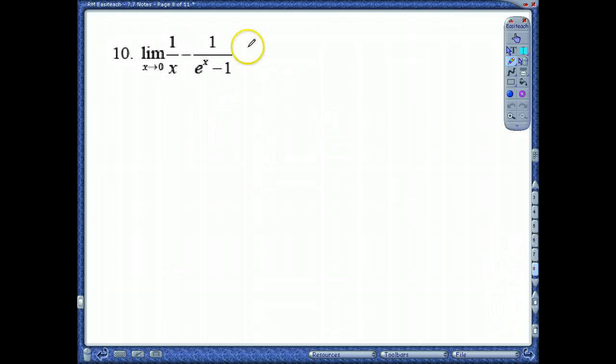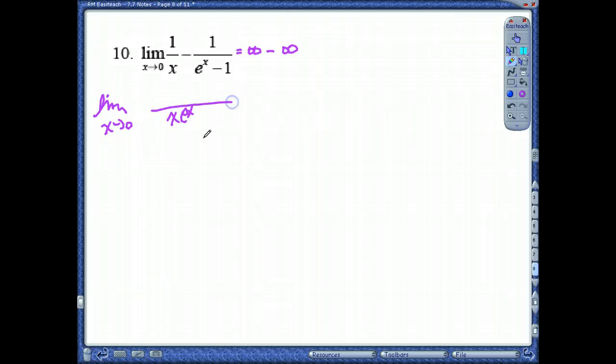All right, so looking at this little guy here, as I'm approaching 0, that bottom gets smaller, smaller, smaller, so that's going to infinity. Same thing here. This is getting smaller, smaller, smaller, so it's going to infinity. You got the minus sign there. So we know we can get a common denominator. We're going to use x, e to the x.